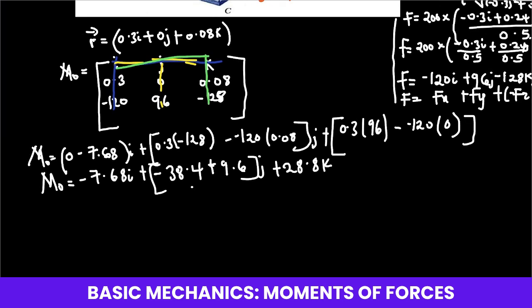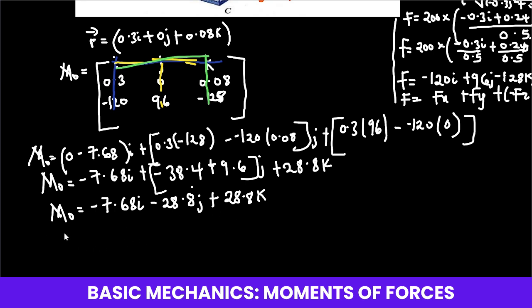Now we can easily write them very well by bringing this to the top. So now our moment is equal to, in component form, negative 7.68i. Then you're having negative 38.4 plus 9.6, you're going to have minus 28.8j, then lastly plus 28.8k. So this is in component form.